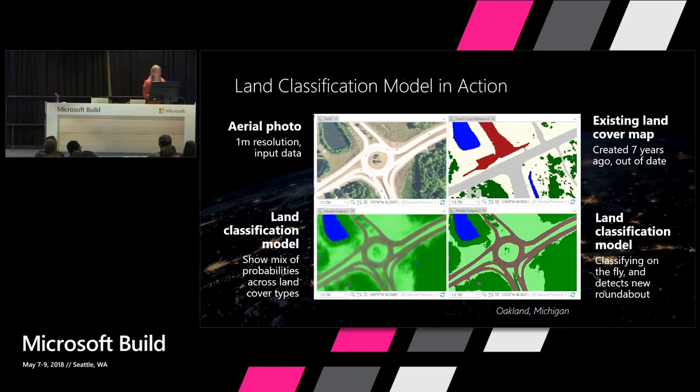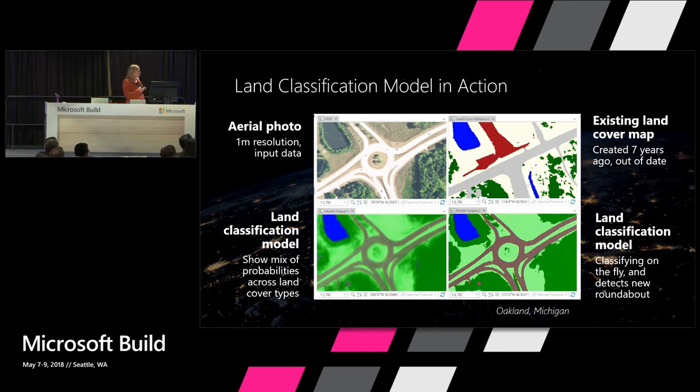So here's our input image in the upper left. On the upper left-hand side, you see an aerial photo. This is some satellite imagery that is the input to our algorithm. So that's what you could see from far away. The existing land cover map looks like the upper image on the right. You can see, since it was created 7 years ago, it's a little bit out of date. It's using the old road information before the roundabout was put in. So there's not a traffic circle there yet.